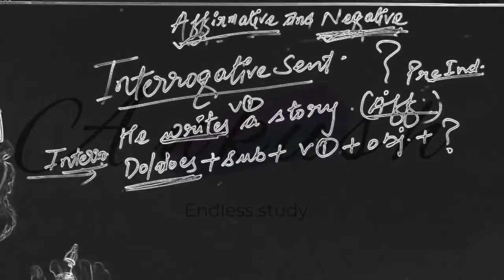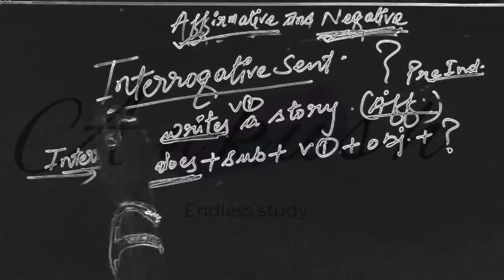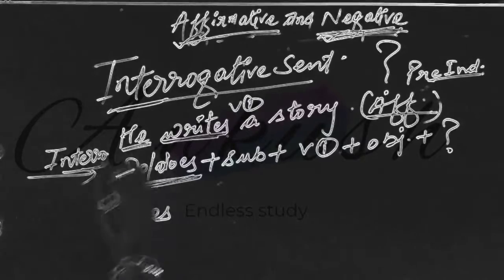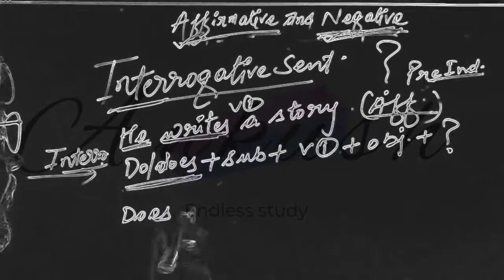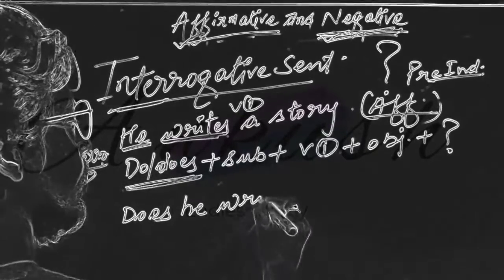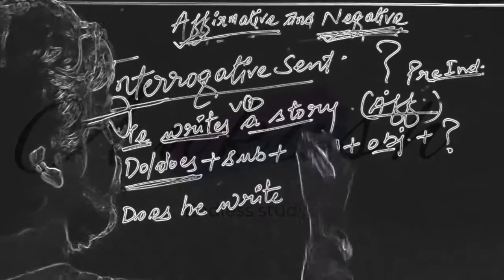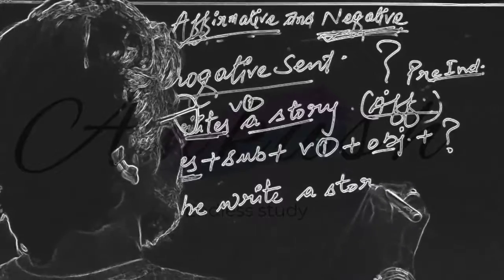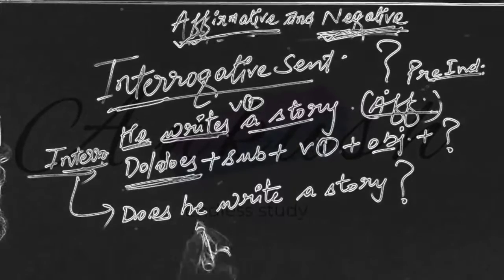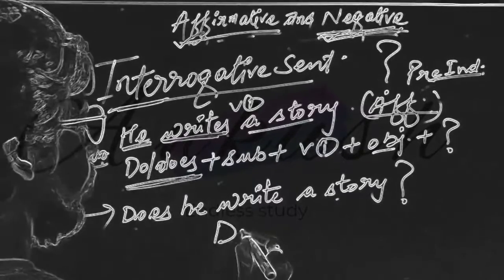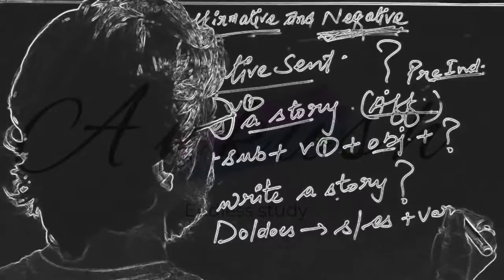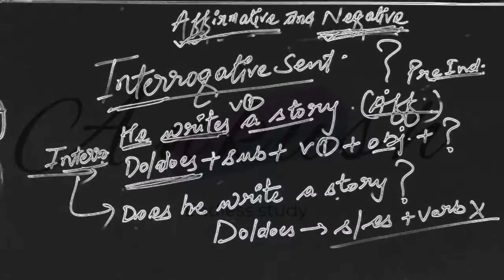So very first we will use the helping verb when we change affirmative into interrogative. So what helping verb will come? Does. Because here our subject is he and it is a singular subject. So does, then subject he, then verb first form write, then object a story, and then question mark. So, he writes a story. The interrogative for this sentence is: does he write a story? And as I told, whenever do or does comes, you will not use s or es with the verb. It will not be used.